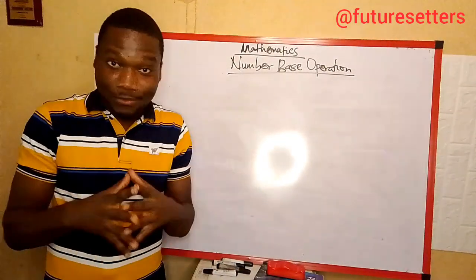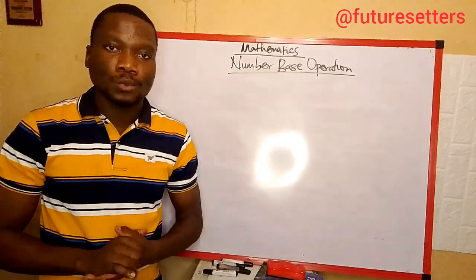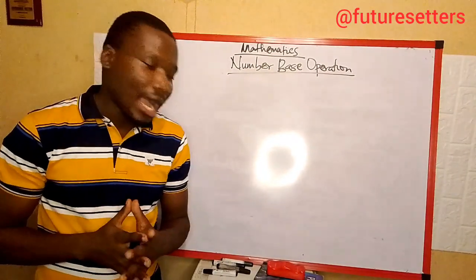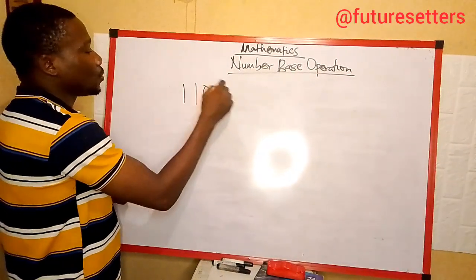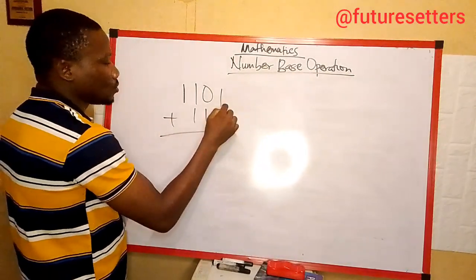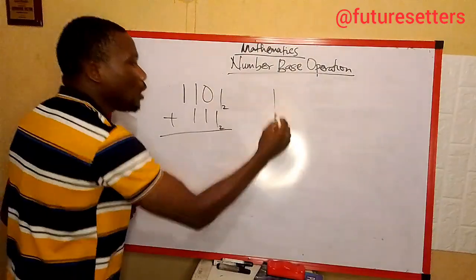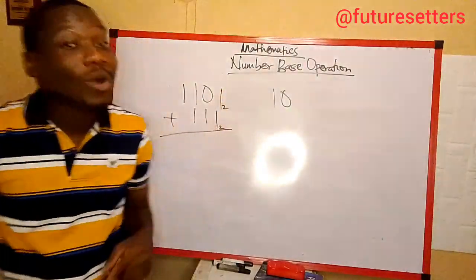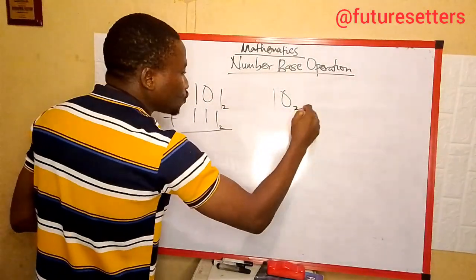In videos before now, we already did counting in base 2, and I already showed you how to add in base 2. For example, we have 1101 and 111. We are adding these two together in base 2, because we have to indicate the base. 1 plus 1 is 10. 1 plus 1 is not 2. In base 2, 1 plus 1 is 10.